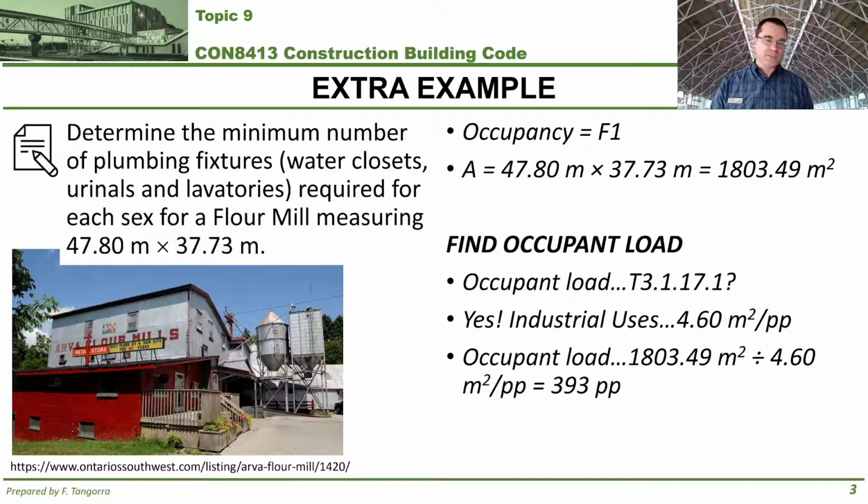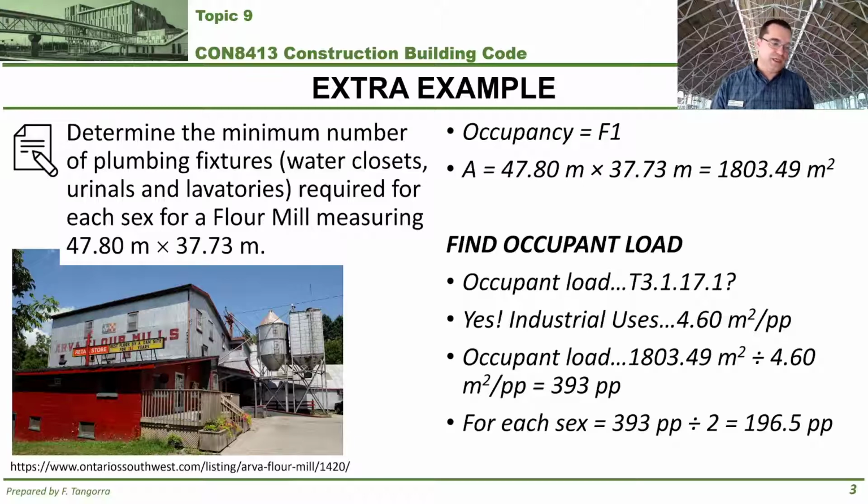Now that we know to expect 393 persons in this space, we need to divide by 2 to divide between each sex. So 393 divided by 2 gives us 196.5 persons. Is that what we use for male and female?